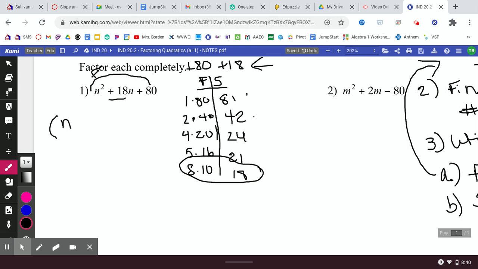Now, my two factors. I needed positive 80 and positive 18. So I used positive 8 and positive 10. That means this is going to be a plus 8 and a plus 10. That's your answer.